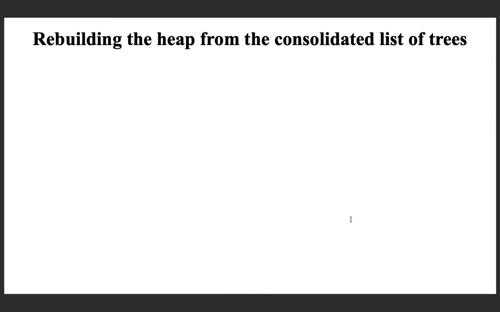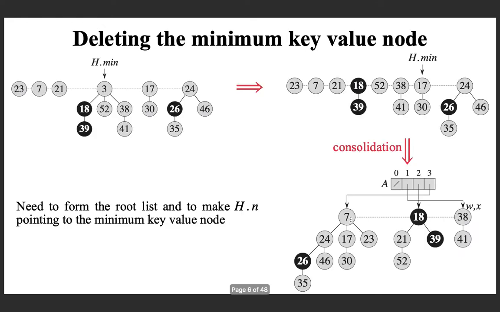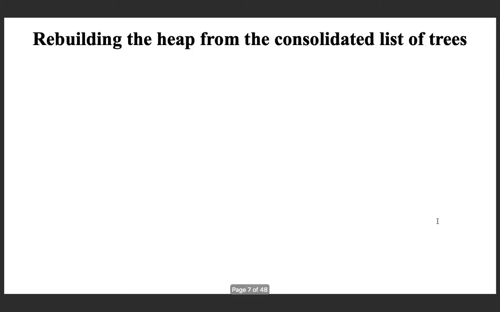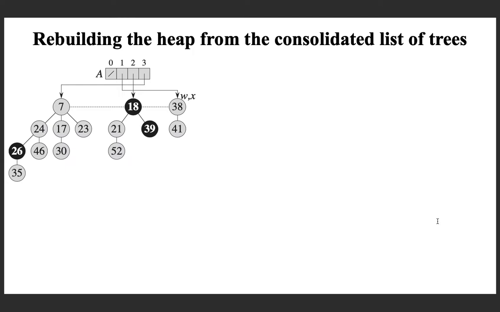So this process is the remaining thing that we have to do, which is called rebuilding the heap from the consolidated list of trees. It is just a consolidated list of trees. It is not a heap now, because you don't have h.min, and the root list also may not be properly linked. By considering this as a running example, we can try to understand how you can rebuild the required heap instance from this consolidated list of trees.